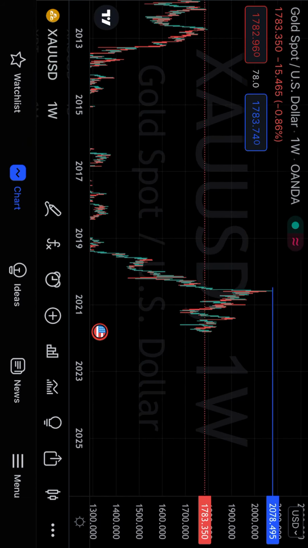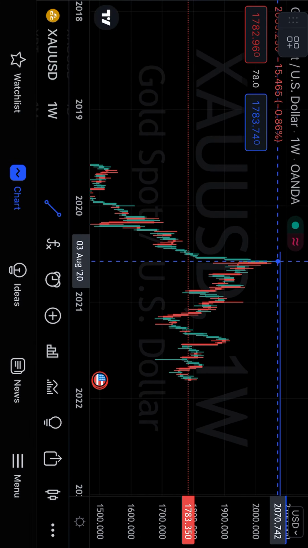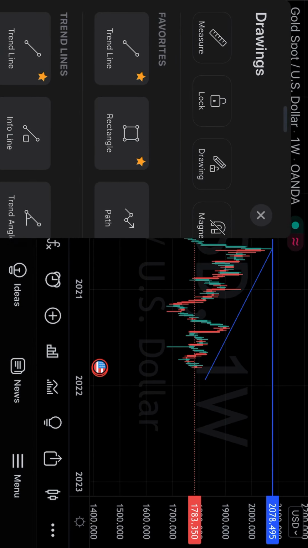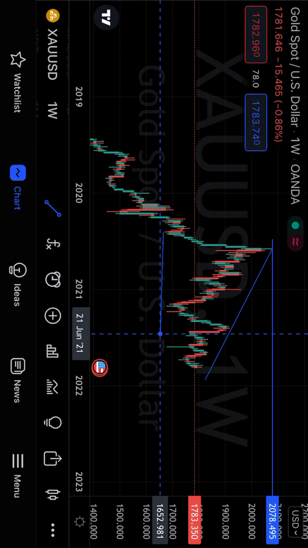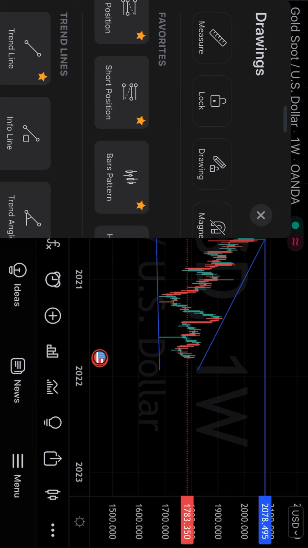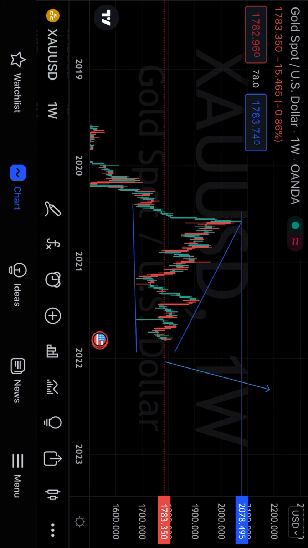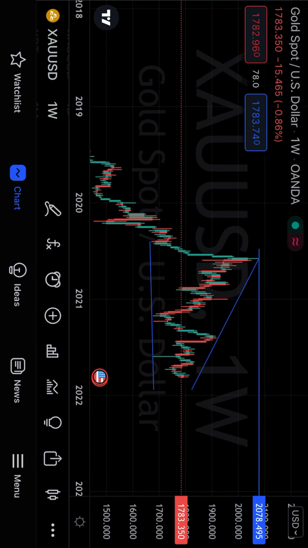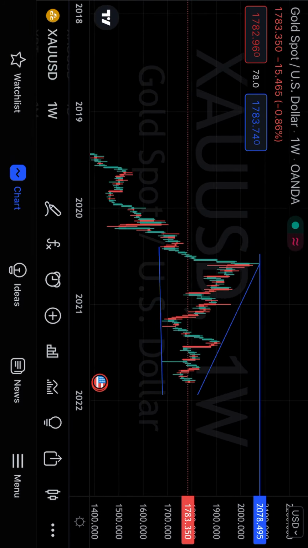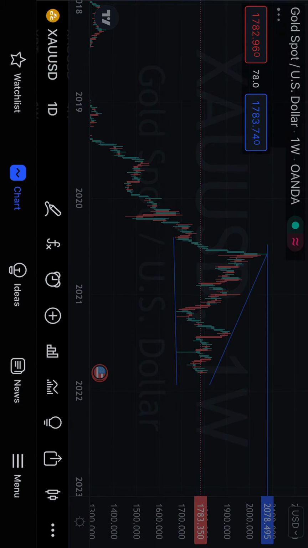So then I'll check what pattern do I see here. This is a triangle pattern, right? So triangle pattern on XAUUSD. So we have more probabilities of moving to the upside due to this triangle pattern. We haven't seen enough reasons to take a trade yet, so we're gonna go down to the daily time frame.